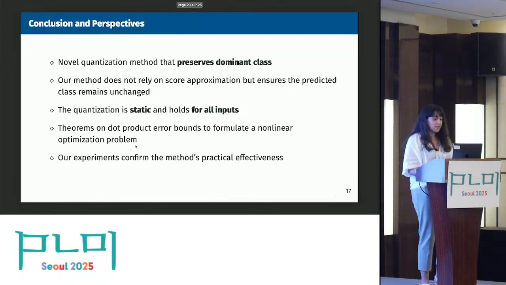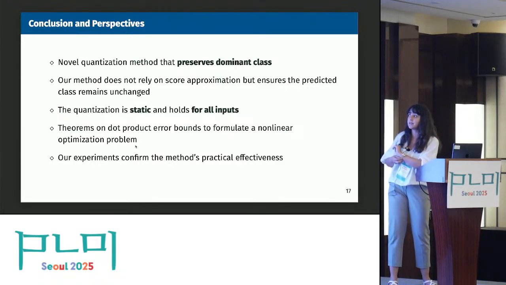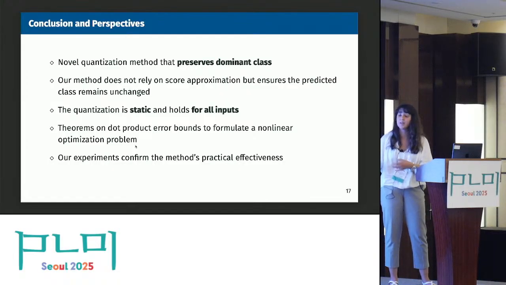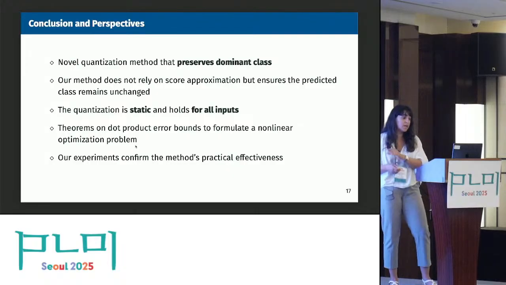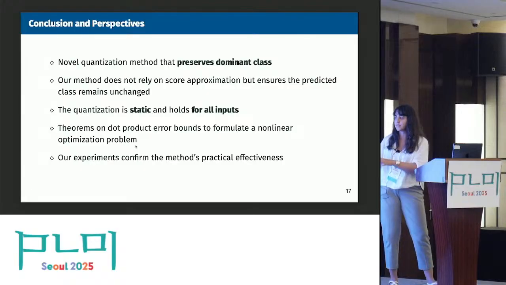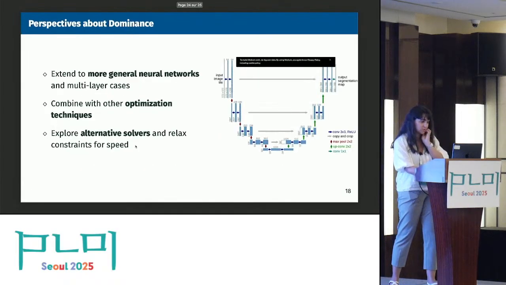So the take-home messages. I presented a novel quantization method that preserves the dominant class for classifiers. Our method does not rely on score approximations, but it ensures the predicted class remains unchanged. We are based on a theorem of Rump in order to bound the errors and to formulate nonlinear optimization problems. And the first experiments confirm that our method is practical for the data sets used.